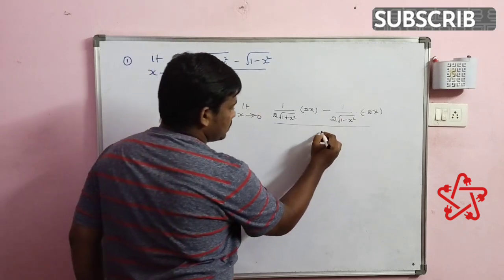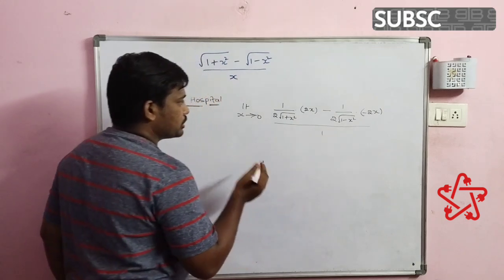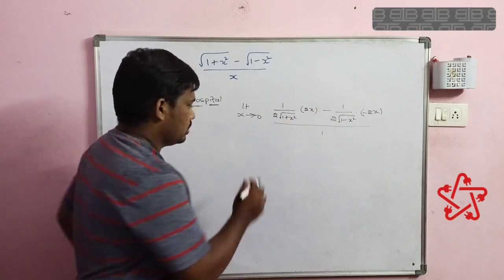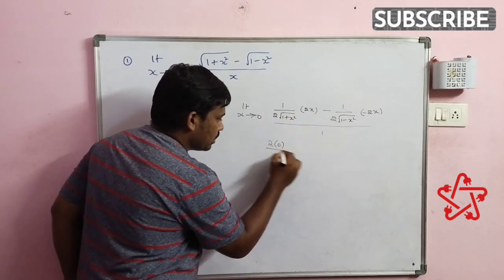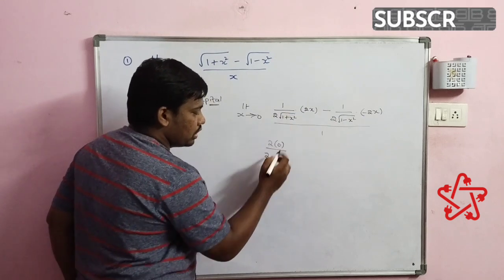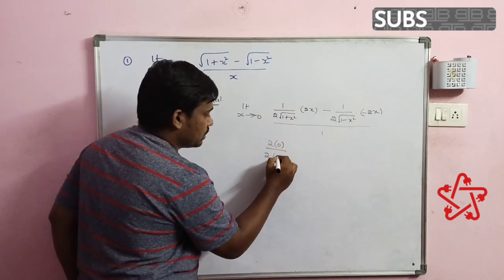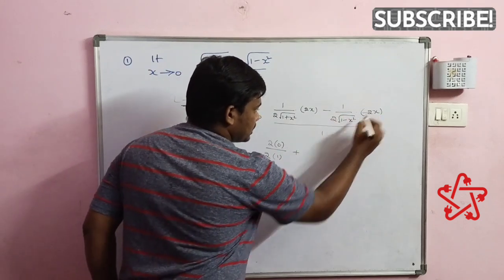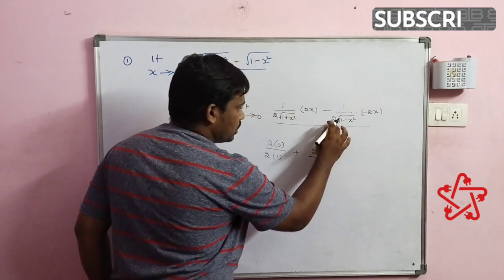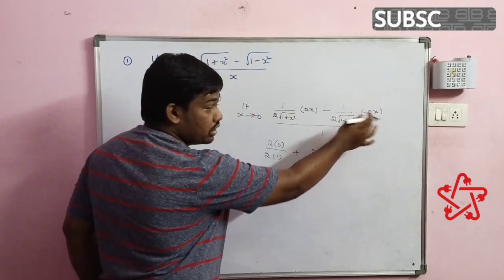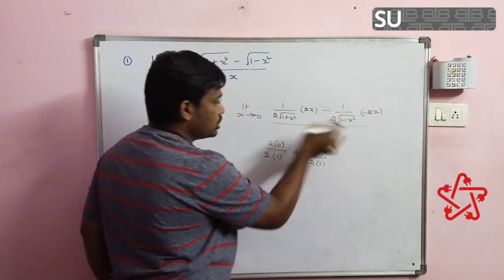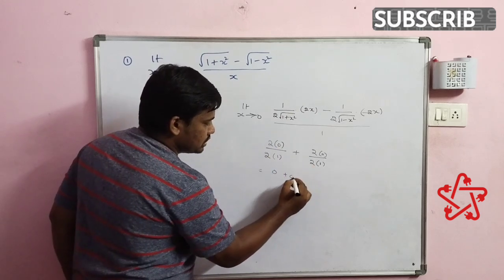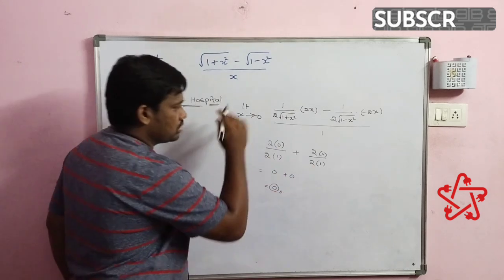Now differentiation of x is 1. If you substitute here, it becomes 2 into 0 by 2 square root of 1 plus x square, 1 plus 0, it is 1, minus 2 into minus, minus into minus is plus, 2 into 0 divided by 2 square root of 1 minus x square. In the x square, if you substitute 0, it becomes 1, right? 2 into 0, 0 plus 0. The answer is 0, right?